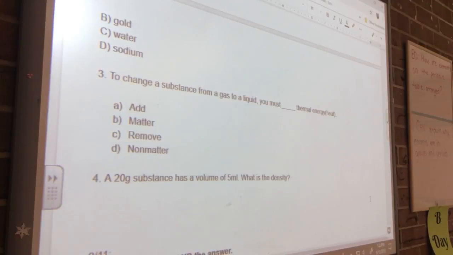Don't you dare put just 4. The number 4 means absolutely nothing unless you add the units next to it. So you need to make sure you put 4 grams per milliliter. Grams/milliliter. Number 4.